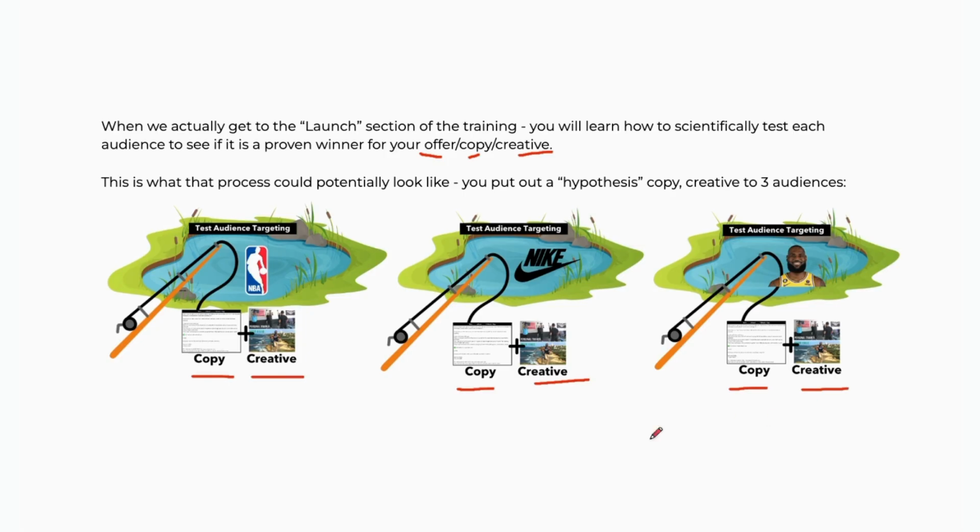We have 3 variables. We have our copy, we have our creative, and then we have our audience targeting. Out of those 3 variables, we want to hold 2 of them constant, so that we can actually see which variable impacted the actual outcome. In this case, if we send the same copy and the same creative to 3 different audiences, and let's say this one doesn't work and this one doesn't work, and this one does work, then guess what that tells us?